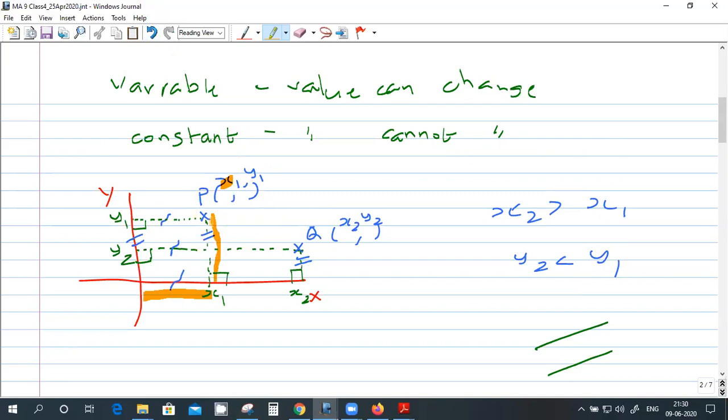So basically from this point you have to drop a perpendicular. From the origin you have to travel a distance of x1 along the x-axis, and then go up parallel to the y-axis by a distance y1 to reach this point. For x2, y2, I have to go a distance of x2 along the x-axis, and then up a distance of y2 along the y-axis. So given any point on this xy plane, there is a unique pair of x comma y corresponding to that point.